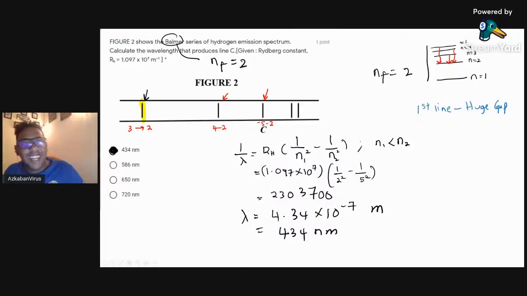Really score? Hahaha. Ada seorang lagi ni yang belum settle. Siapa namanya?